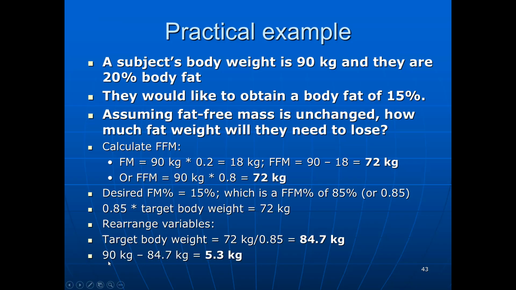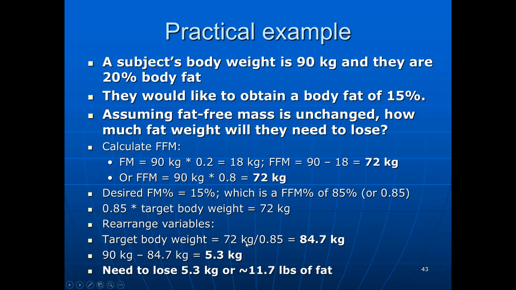So that is, if that's their target body weight, then 90 minus that is how much weight they need to lose. So this person, to get down to 15% body fat, would need to lose approximately 5.3 kilograms of weight. And so, relating that to pounds, about 11.7, so almost 12 pounds of fat. Again, that gives you an idea of how much weight you need to lose to reach that target.